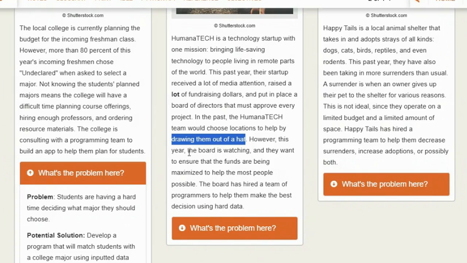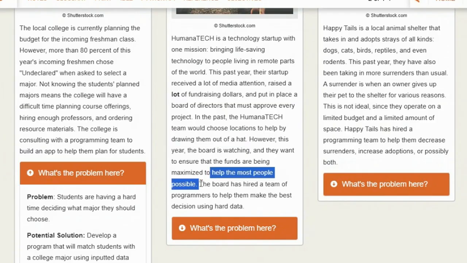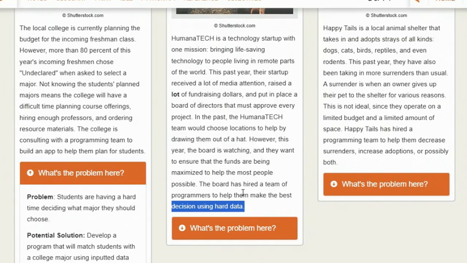However, this year the board is watching and they want to ensure that the funds are being maximized to help the most people possible. The board has hired a team of programmers to help make the best decision using hard data.